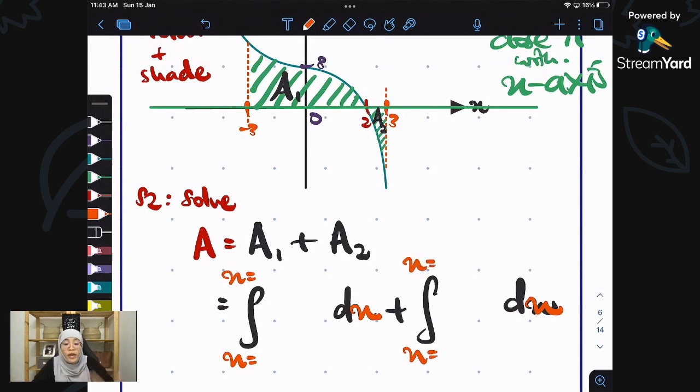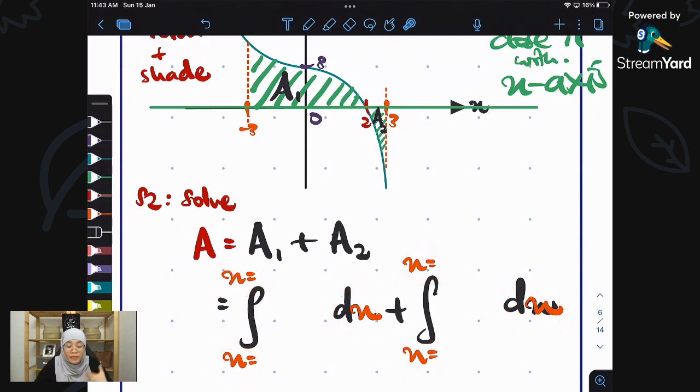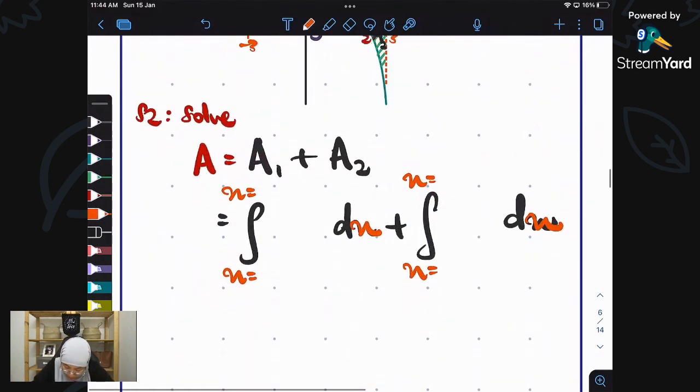That is the easiest way to know it. Okay, so once I have settled that this is x, the limit should be the x value as well, and now I focus on my first region, my A1. A1 here shows negative 3 until 2. The limit should be negative 3 until 2. So I write down here negative 3 until 2.